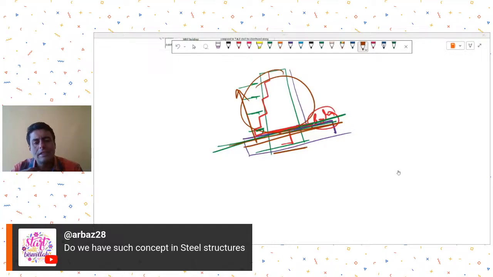Then Mr. Arbaz is asking, do we have such a concept in steel structures? Yes, we have. If your system is not part of the moment resisting frame, let's say, then those columns or members you have to design as per the principles of gravity columns only. So this concept is there for steel structures also. Okay. Then what else?